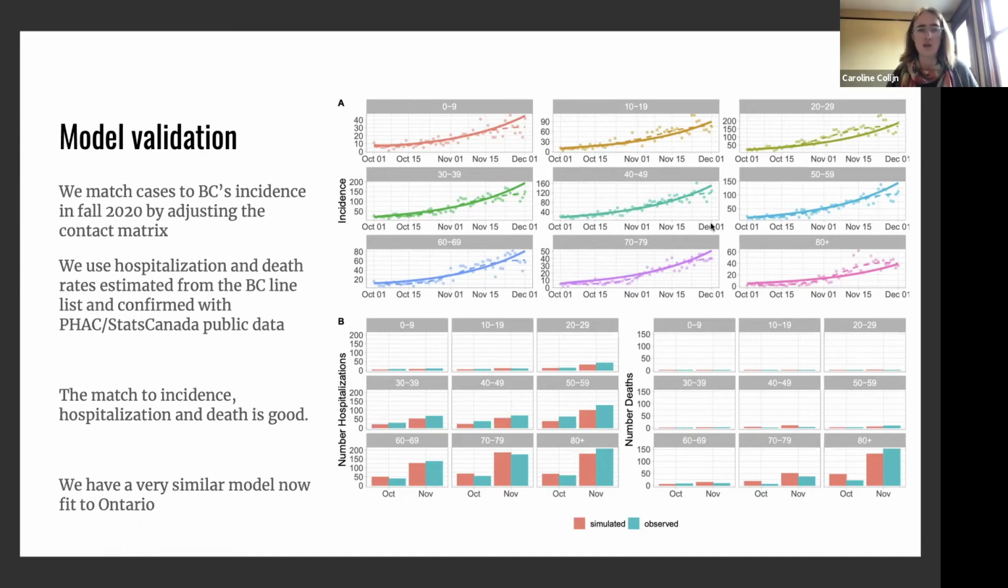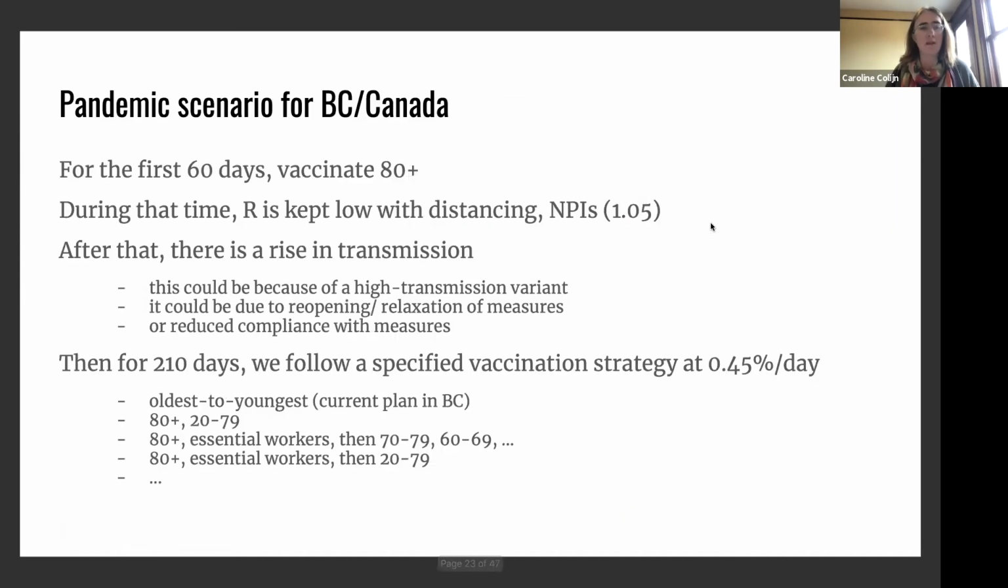So maybe we can start to use it to explore vaccine. So we vaccinate from January 1st, the first 60 days, we vaccinate those over 80. And we didn't model this explicitly, but acknowledging that also includes some Indigenous communities and healthcare workers and small numbers of others. During that time, we keep the transmission, the effective reproduction number in the absence of vaccination, relatively low with our distancing measures. This will all seem familiar.